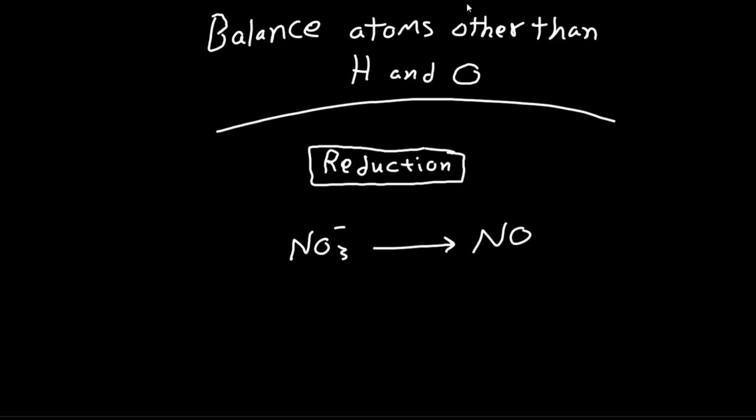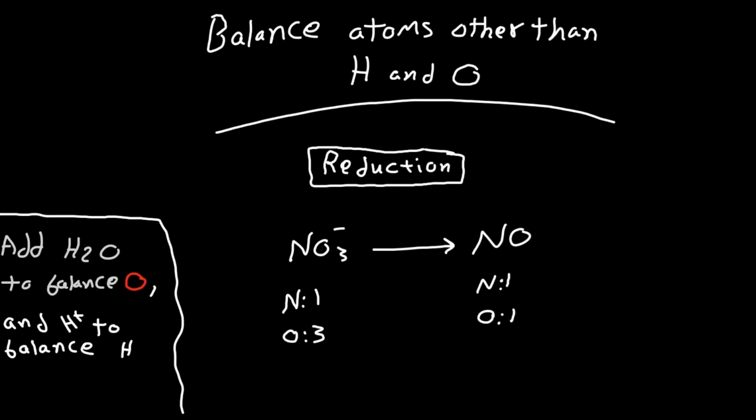On this side of the reaction we have nitrogen and oxygen. On this side we have nitrogen and oxygen as well. Here on this side we have one atom of nitrogen, and here we have one atom as well. Let's move to the oxygen. We have three atoms of oxygen on this side. On the other hand, we have one atom. So nitrogen is balanced on both sides. Now let's move to the next step.